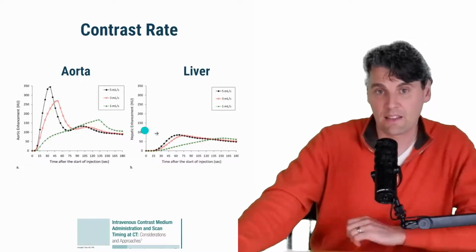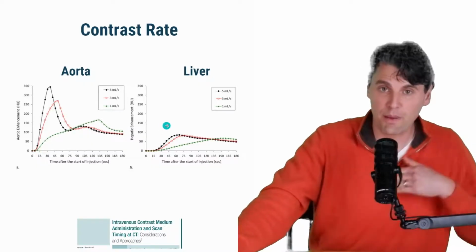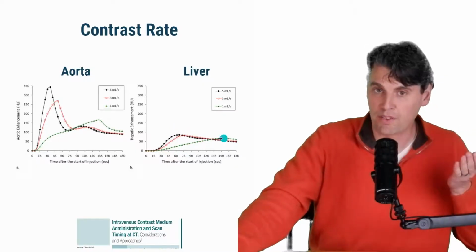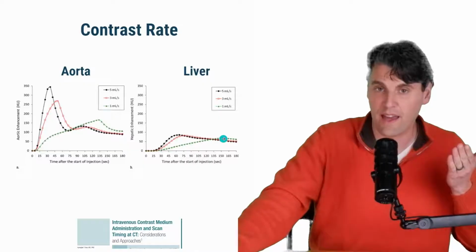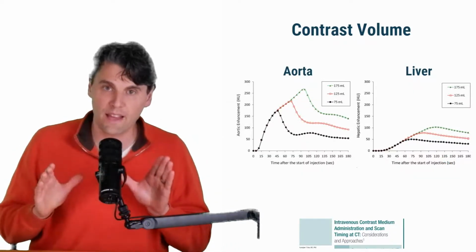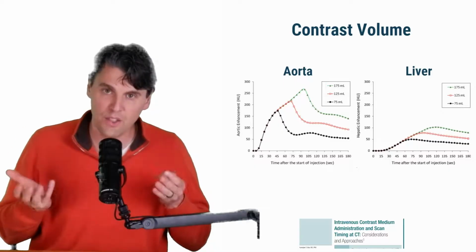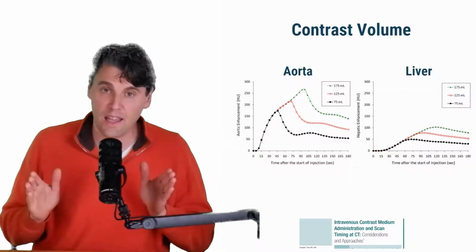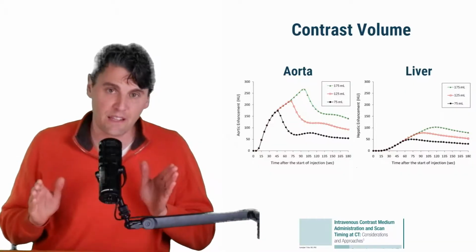By the time it gets to the liver, it's had a little bit more time to disperse. So you can see that they're more similar, but you do still see some of that effect. Keeping everything else equal, so if we keep our flow rate the same, our contrast volume changing, all that means is we're going to inject for longer. Same flow rate, and we end up injecting for longer.